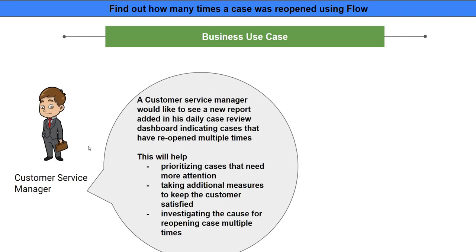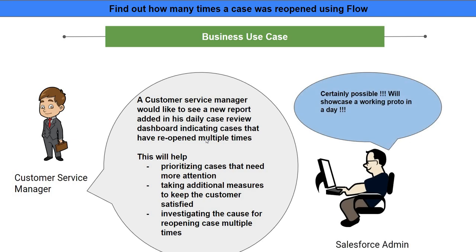And as a customer service manager, a new report is being built, and in that report we have to show an indicator indicating how many times a case was reopened. Certainly this will help the service manager to prioritize the cases that need more attention, and also talk to the customers and keep them satisfied, right? Because the customer would naturally be unhappy when the case was reopened multiple times, right? So this will also help the customer service manager to find the root cause, correct? So let us see how we can build this using Flow.